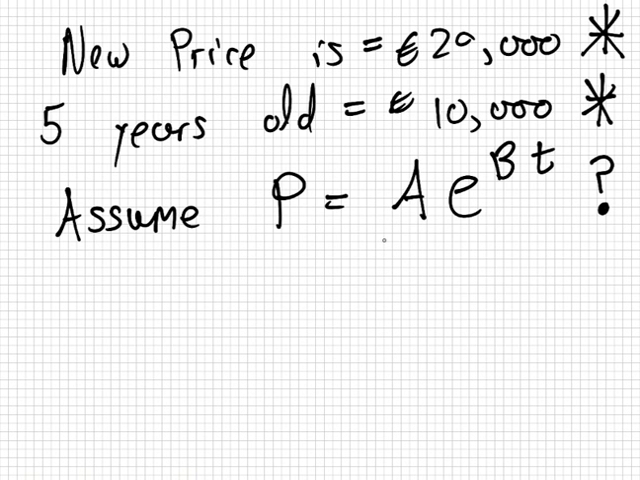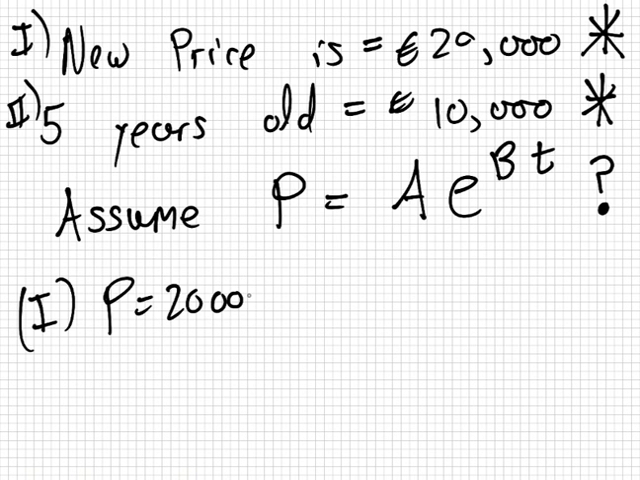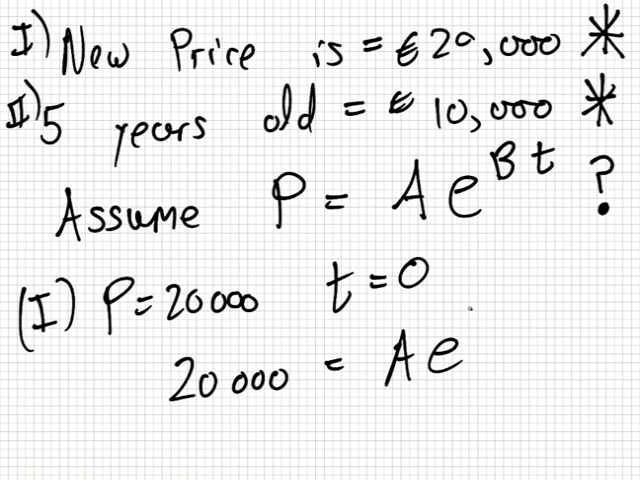Okay? Actually, I'll do this one for you. So you have two pieces of information here. I'll call them just 1 and 2. So piece of information number 1: the price is 20,000 when the time is 0. So you get 20,000 equals A e^(b times 0). Now what's this one here? Yeah, so you already have the A.